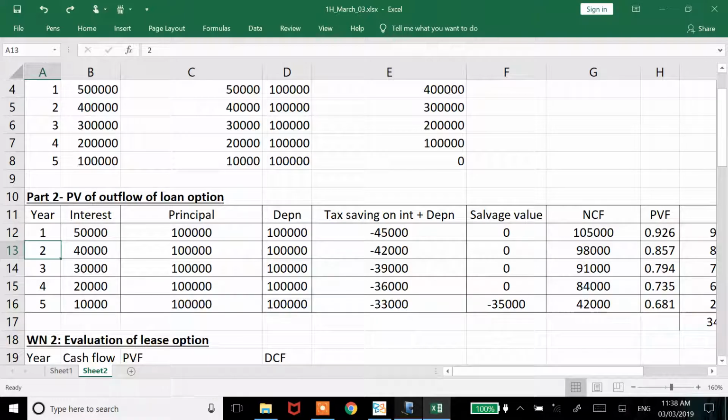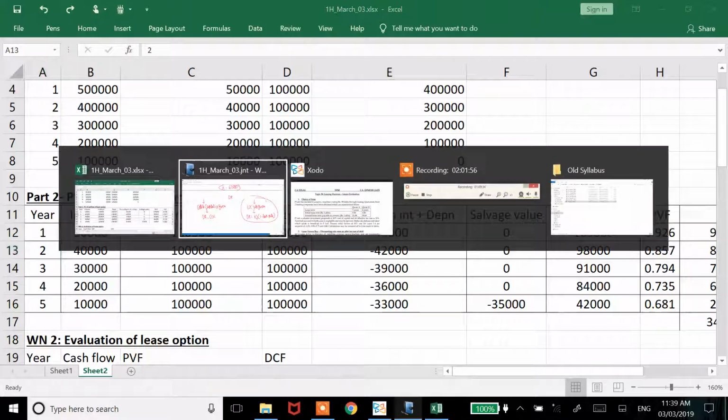Any doubts on this? One more thing, some question will say taxes are paid 1 year in arrears, 1 year in advance. In all those scenarios, the shortcut will not work. The shortcut will work only if interest rate is equal to after tax cost of debt and you pay taxes every year. Clear? Any doubts on this? Done? Let's start now.